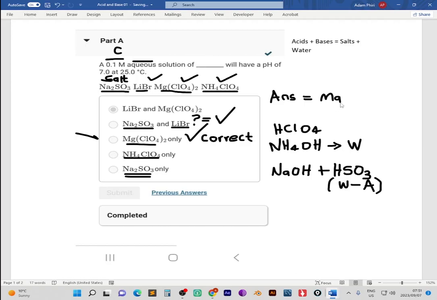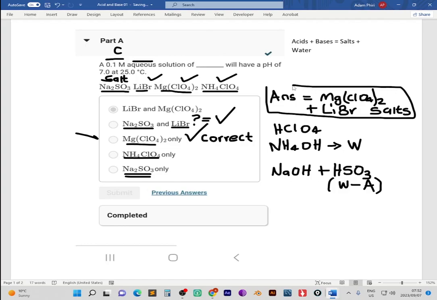But the sodium sulfite, no, as we tried that in our first option. So the answer should be magnesium perchlorate. That's the first answer we found. And the second answer, we found that lithium bromide is a salt formed from a strong acid and a strong base. So we have two options. Coming back to the options that we took, I think those are the correct options.